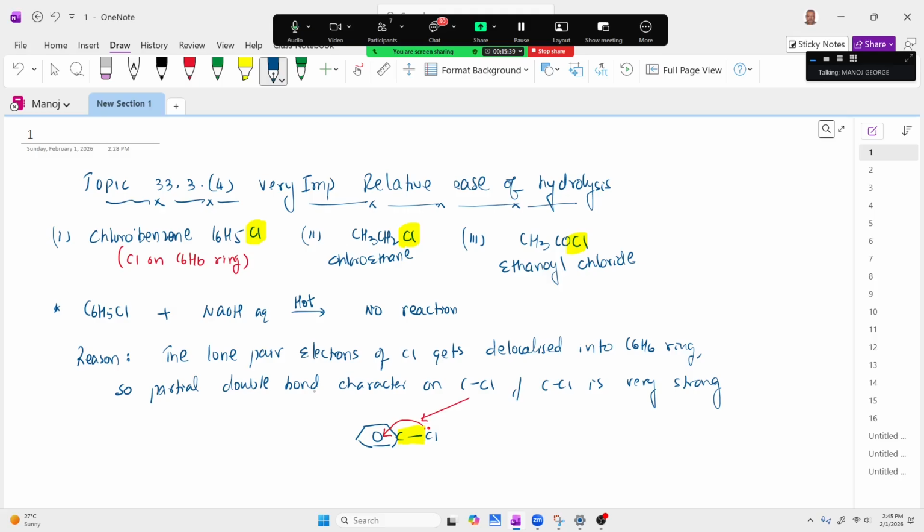Because the lone pair electrons of Cl have become a part of the ring. So the pi electron system that the ring has has extended onto the CCl bond. So now it's like a sigma and pi bond. So this is a very, very strong area.